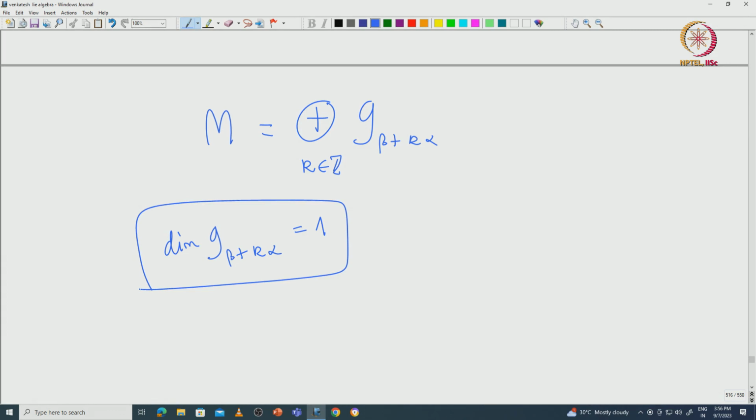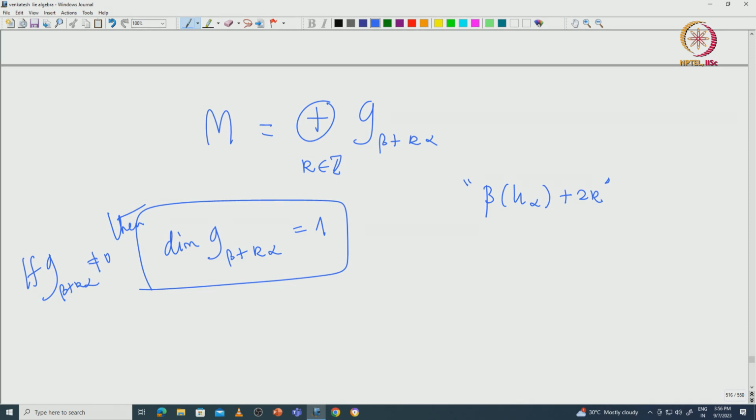Okay. So, because the dimension of G alpha is 1 for all alpha in phi. In particular, if G beta plus k alpha survives, if it is non-zero, then we can easily conclude the dimension of G beta plus k alpha must be 1. Now, if this is 1, then what happens? You can see that the eigenvalues are of the form beta of H alpha plus 2k. So, that means the parity of beta of H alpha and whatever eigenvalues survive, they have the same parity.